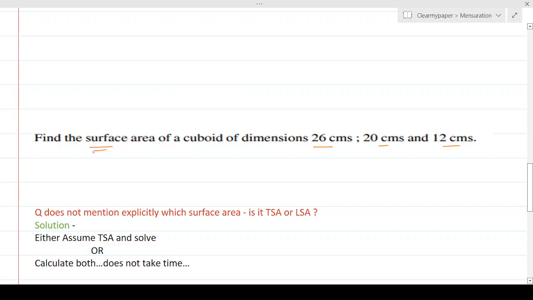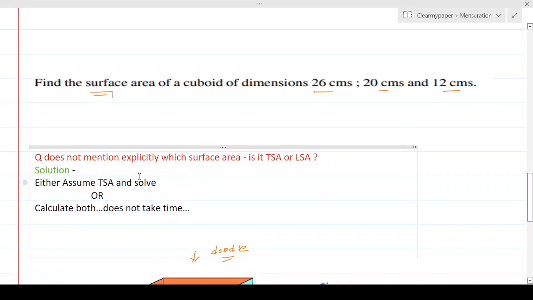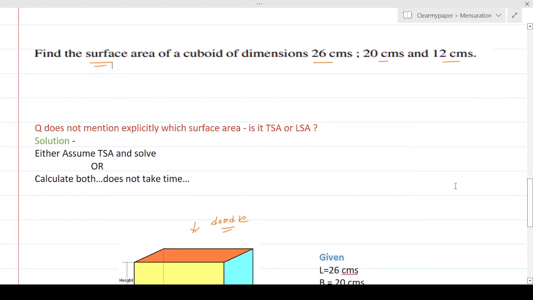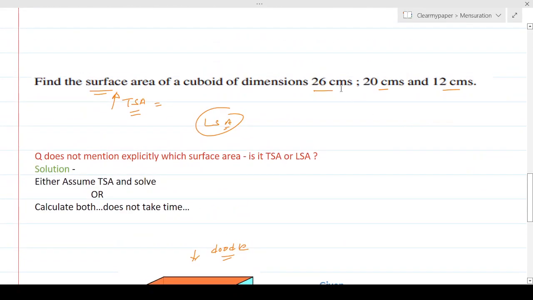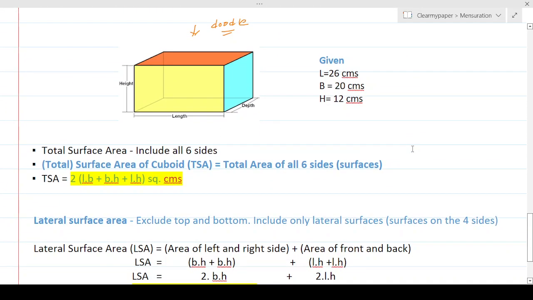So in such cases, based on the marks, you can assume one of two things. Either you assume that they're asking for TSA, total surface area only, which is a fair assumption, and you calculate that using the same formula. Or you can write both, saying TSA is equal to this, and LSA you can also find, which is the lateral surface area that we have seen. That makes your life simple, and it's not risky at all. So let's take these 3 dimensions. I have not solved the problem, I've just given you the hint. You can do the maths yourself.